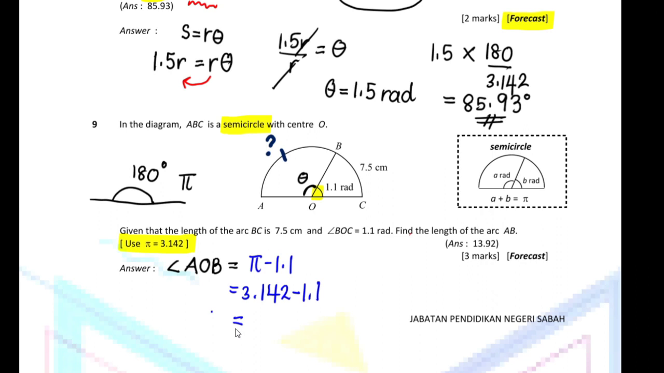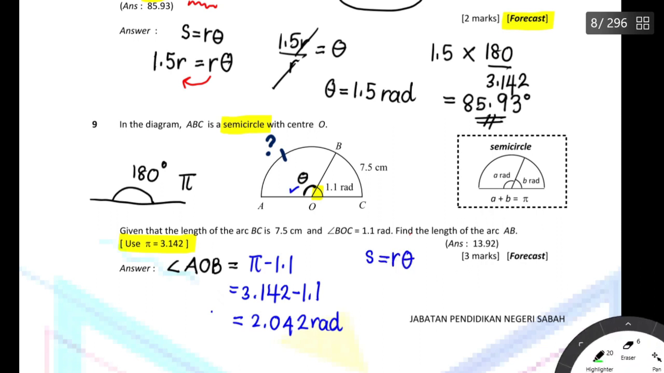So 3.142 minus 1.1 is 2.042 radian. Okay, so we got that ready. Now, can we put it inside the formula or not? If you see carefully, s we're going to find, r we don't have. Theta only we have. So it looks like we need to find the r first, the radius. Now, how do we find the radius? What shall we do to find the radius?